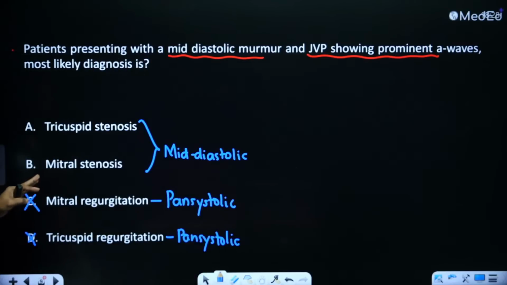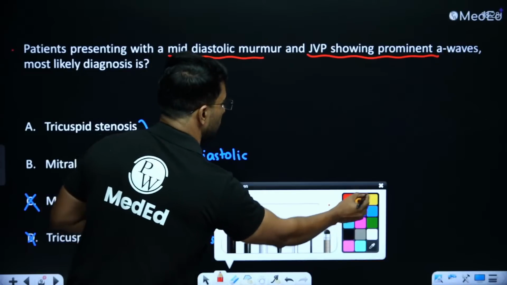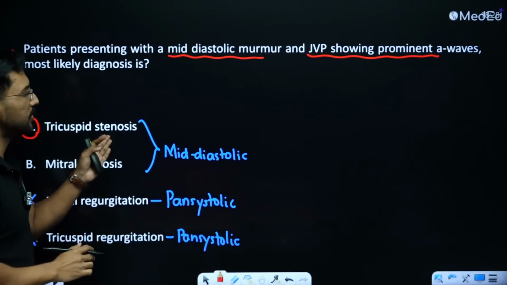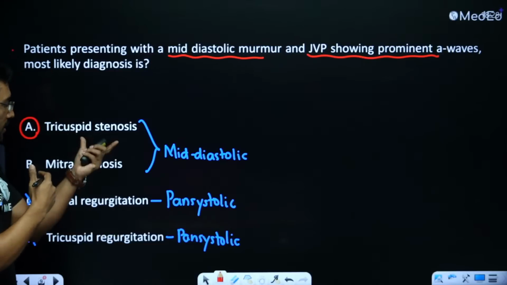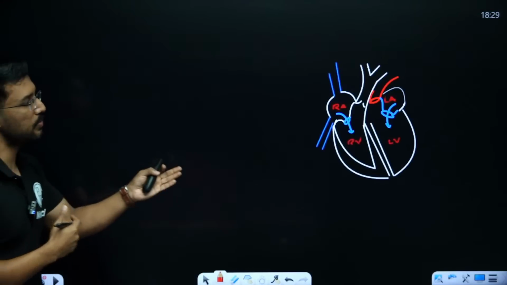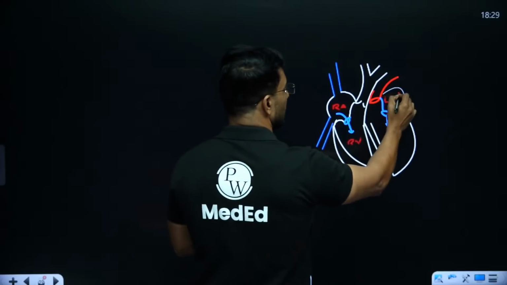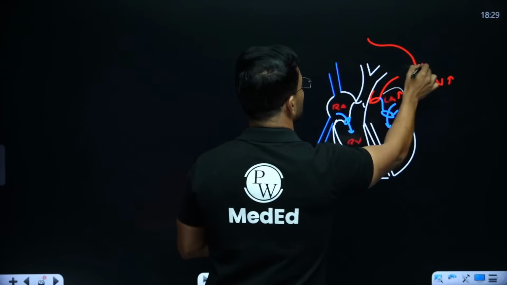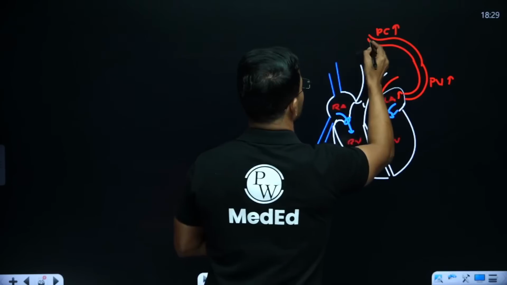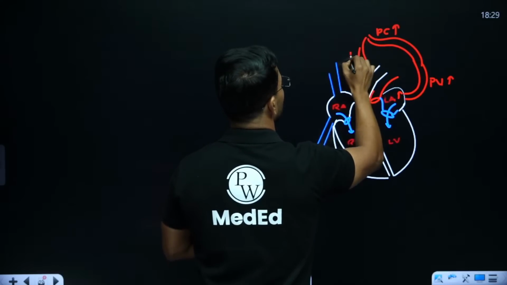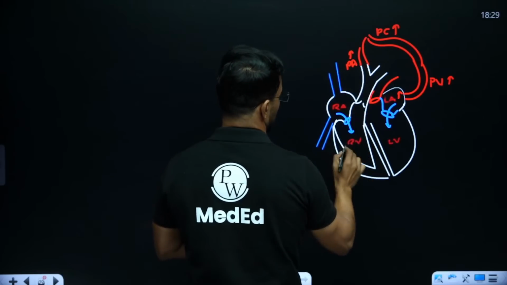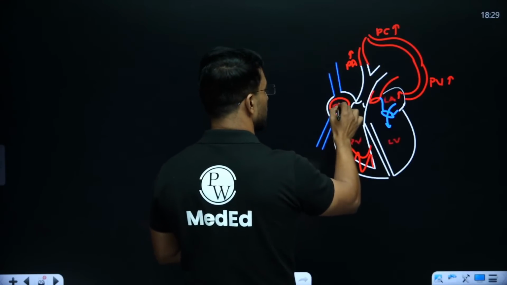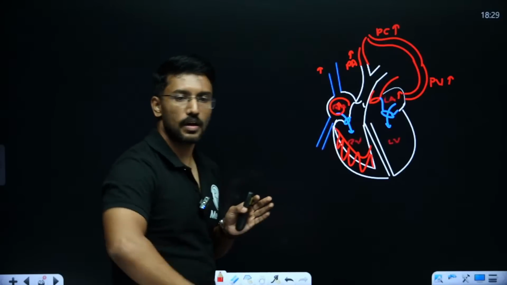But between the two, tricuspid stenosis is more likely to have the rise in the JVP and prominent A wave over mitral stenosis, because tricuspid stenosis, as soon as it develops, will have raised right atrial pressure. Mitral stenosis will have raised right atrial pressure only when the increase in the left atrial pressure results in increase in the pulmonary vein pressure, and that results in increase in the pulmonary capillary pressure. Eventually there is increase in the pulmonary artery pressure. Then there will be development of right ventricular hypertrophy, and then right atrial pressure will increase, and then I can have raised JVP. So there is a long journey.